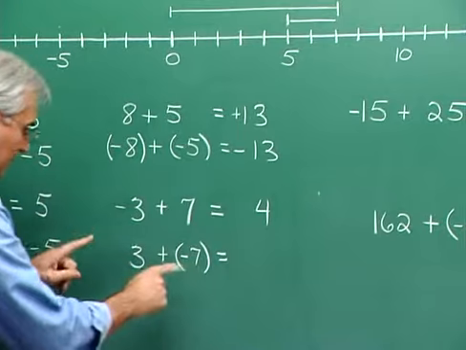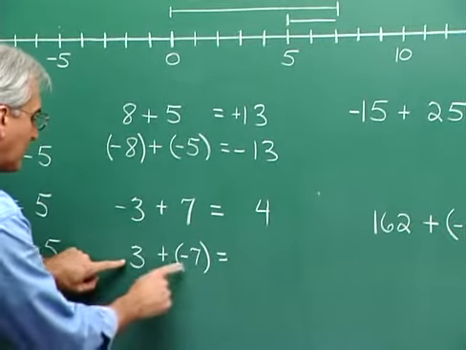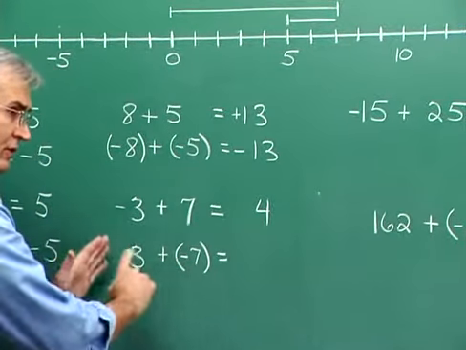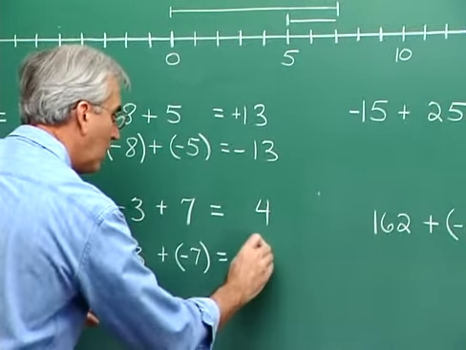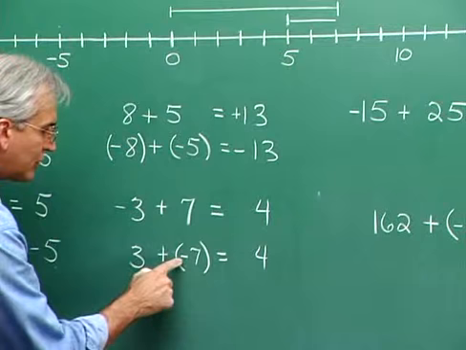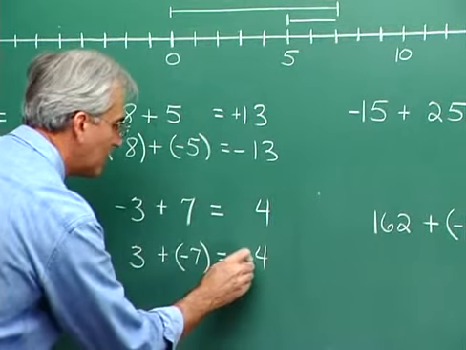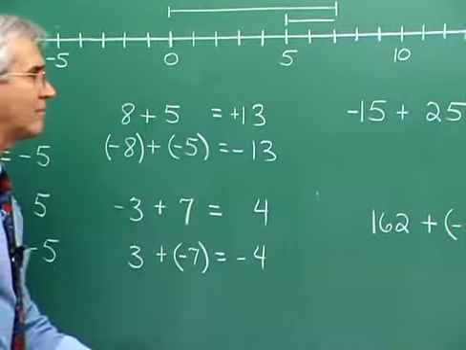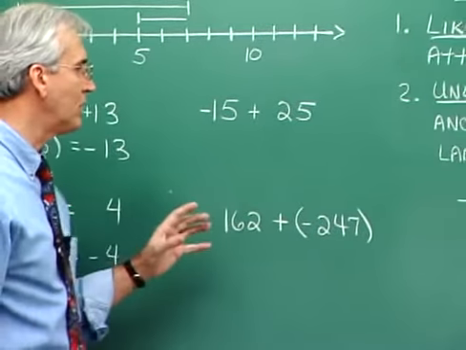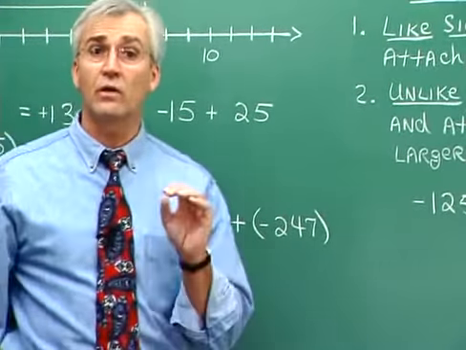Now, let's change it around. We have a positive 3 with a negative 7. The signs are different, so we take the relative difference. Take 3 from 7 to get 4 and attach the sign of the larger digit, and that sign is negative. So negative 4 is the answer here. Now, when the numbers get bigger, don't let the larger numbers intimidate you. The rules are exactly the same.